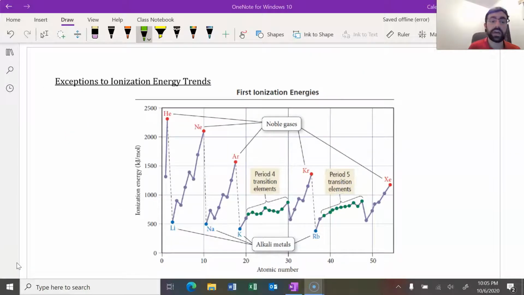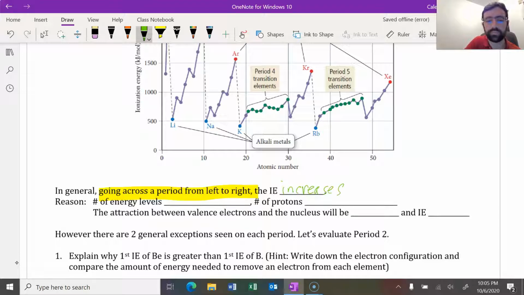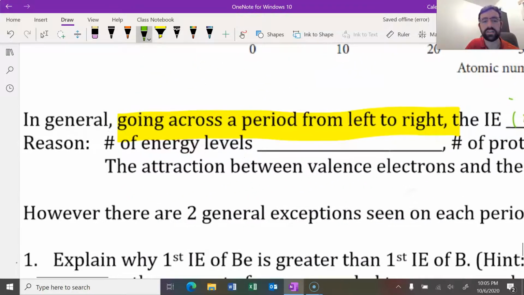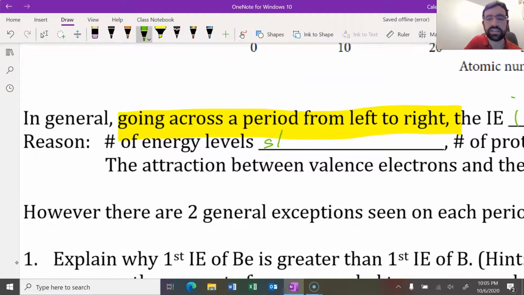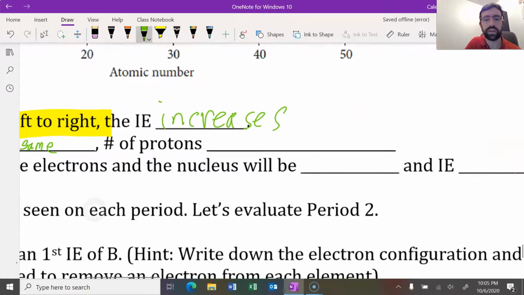Now let's take a look at the exceptions to some of these ionization energy trends. There are a few notable exceptions we want to talk about. In general, going across a period from left to right, the ionization energy increases. We know that the reason for that is because the number of energy levels stays the same, but the number of protons increases.